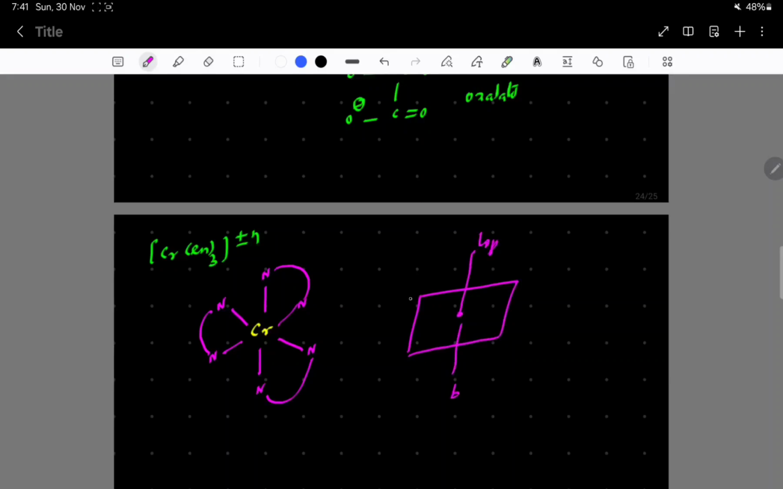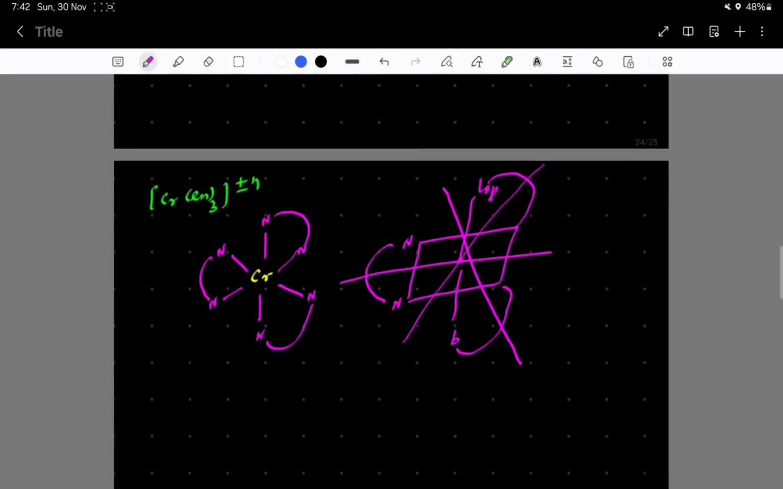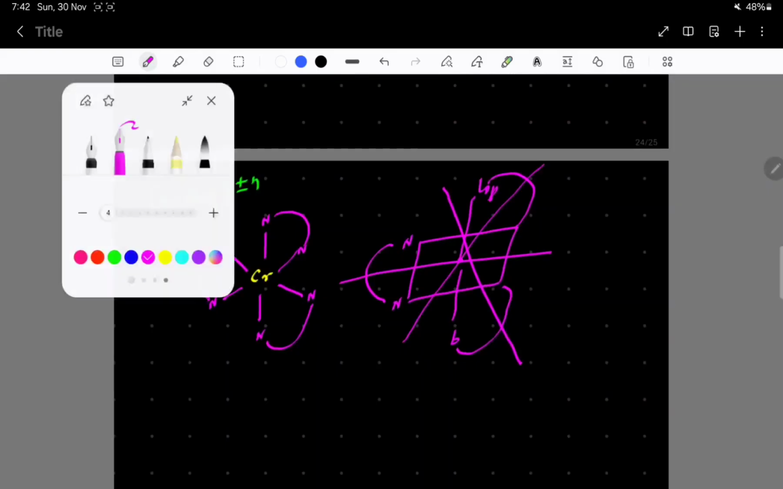For example, here I am writing this is N, right? Look here: one top will be connected to this, and one bottom will be connected to this. Now if you take any mirror plane, any imaginary plane, any molecular plane, this molecule never superimposes on its mirror image. That's why if en is taken thrice, that is, a symmetrical bidentate ligand is given, trans is not possible.